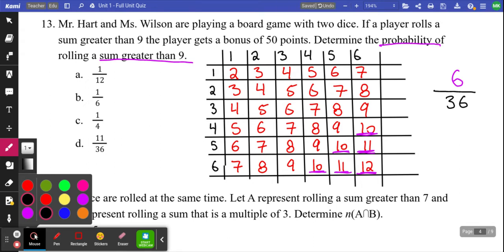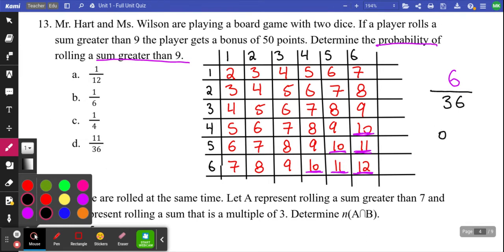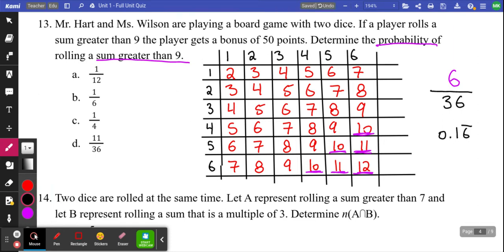If you put that into your calculator, you'll get a decimal. That decimal is 0.16 repeated. You then need to go look and change all of these answers to decimals and just match up the decimal with your decimal. 6 over 36 is the same thing as 1 over 6. So the answer was B. If you change them both to decimals, you get the same decimal, 0.16 repeated.